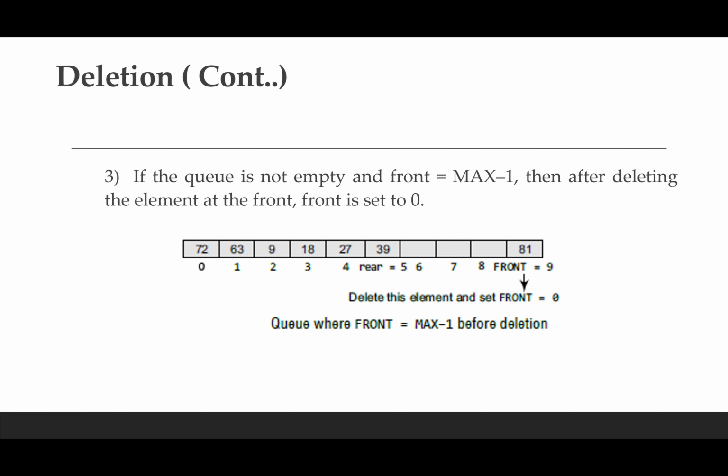-1. And the third condition: if the queue is not empty and front is equal to max - 1. Then after deleting the element, we have to set the front position as 0. So front is equal to max - 1. Max is 10, so the front value is 9. 9 is equal to 9, so it is in the ninth position. After removing this, we assign the front position as 0. So these are the three conditions we need to check.